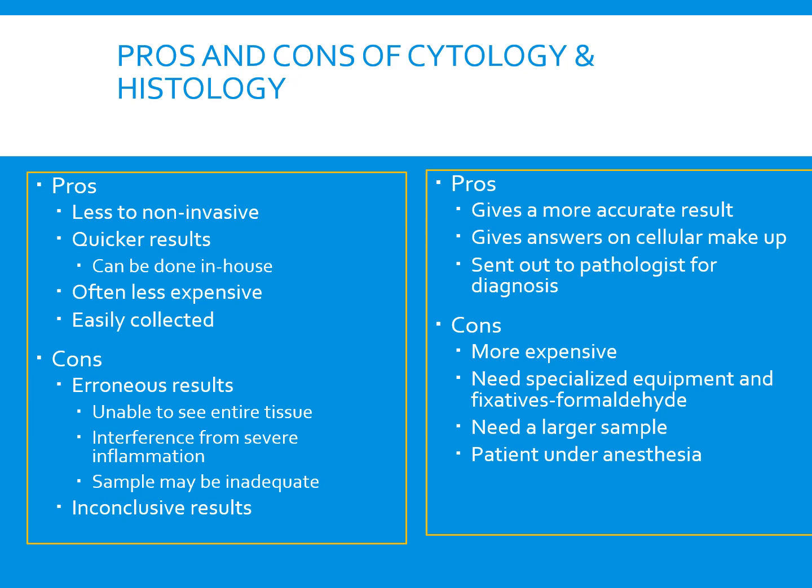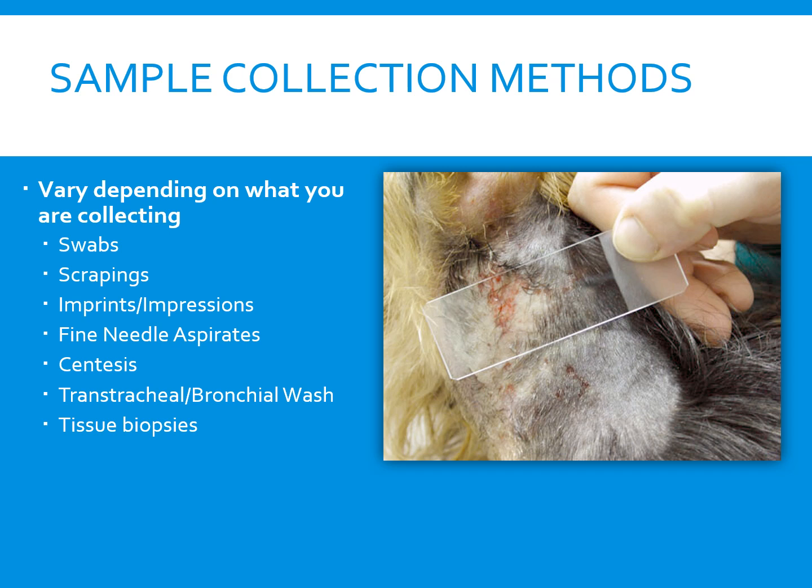There are a few different methods used to collect cytology samples, and depending on where and what we're collecting is going to determine what method we use. Sometimes the sample is swabbed, sometimes we do a skin scraping, sometimes we can do imprints or impressions, which is what you're looking at here on the right. We're just basically pressing the slide against whatever lesion or wound to try and get some cells on the slide.